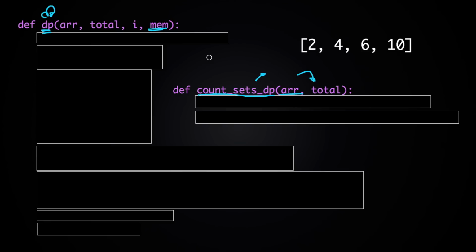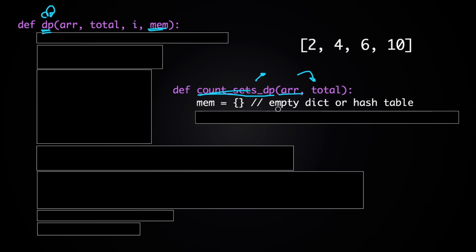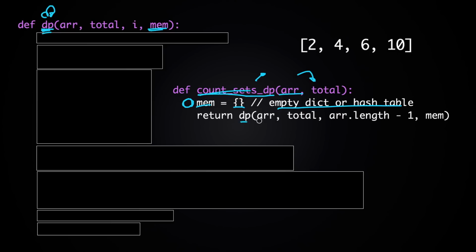The first thing we'll need to do in countsetsDP is initialize an empty dictionary or hash table, depending on the language, and then assign it to mem, because this is what we're going to use for storing the return values. And then call dp with the arguments r, total, r.length minus 1, and then mem. Okay, in dp, the return values for certain arguments will be stored in mem in key value pairs. Each key will represent a unique set of arguments, and there will be an associated value with it, and that's going to be the return value that's stored for this function dp.